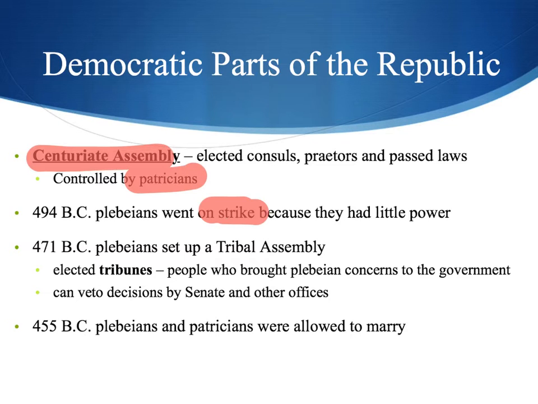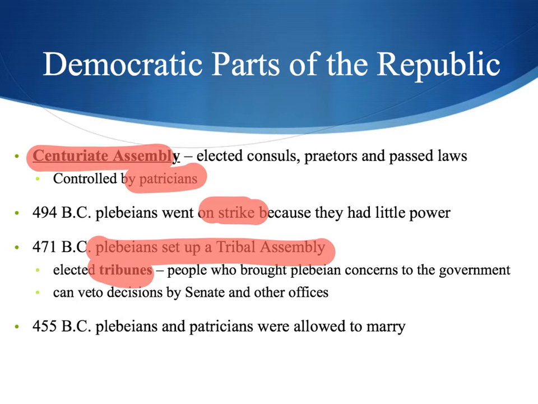And after about 23 years, the patricians realized they needed the plebeians. They make up 95% of the population. Some of the plebeians were causing problems in the military because they weren't serving. And the government, the consuls and senate, worked together and formed a tribal assembly which was controlled by the plebeians. This tribal assembly would elect tribunes, who were government officials.